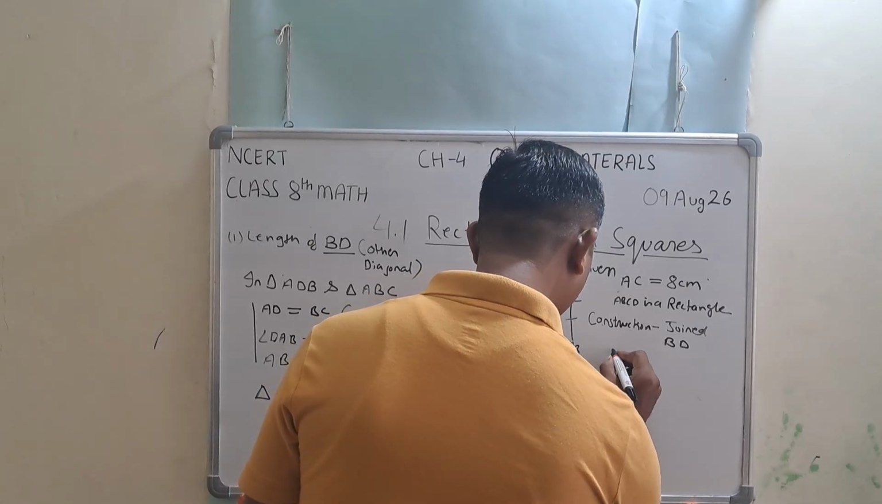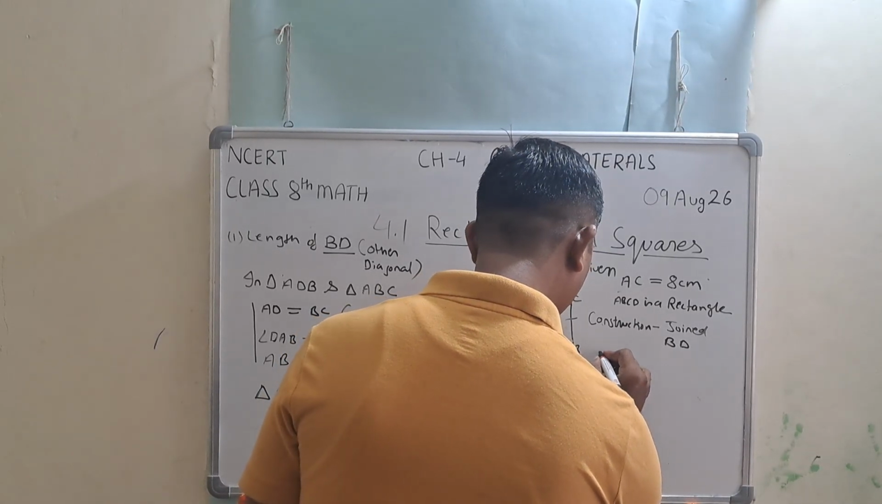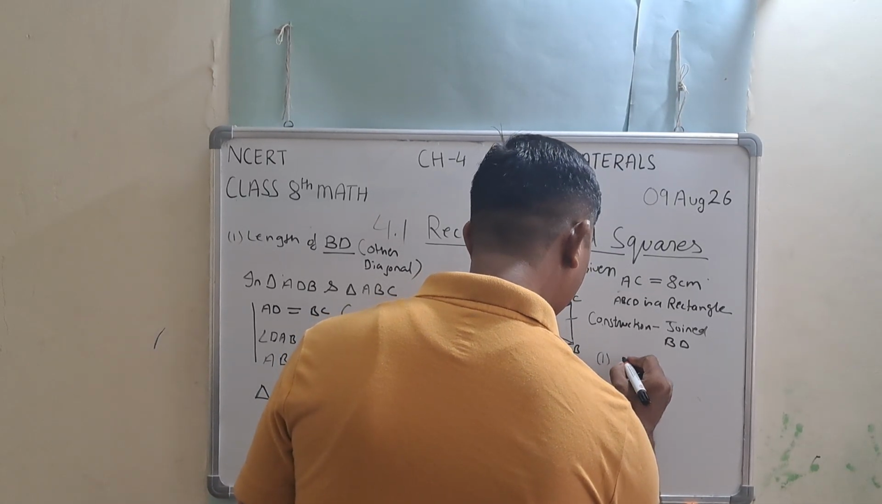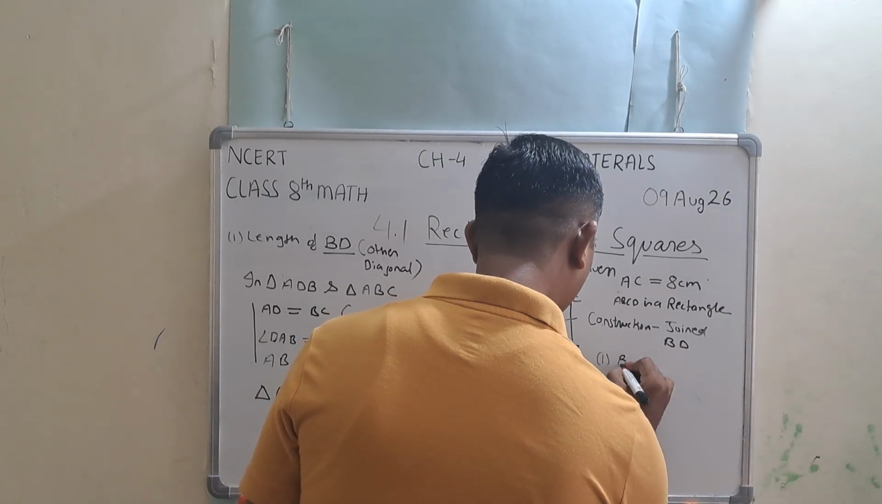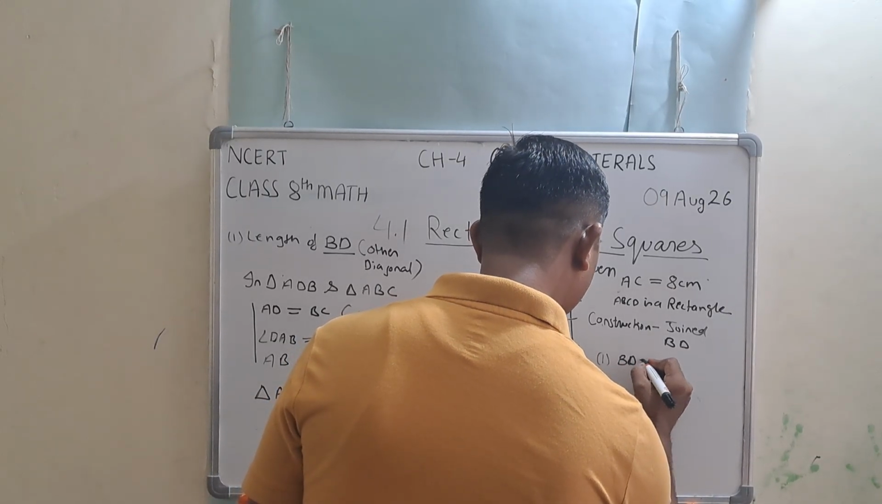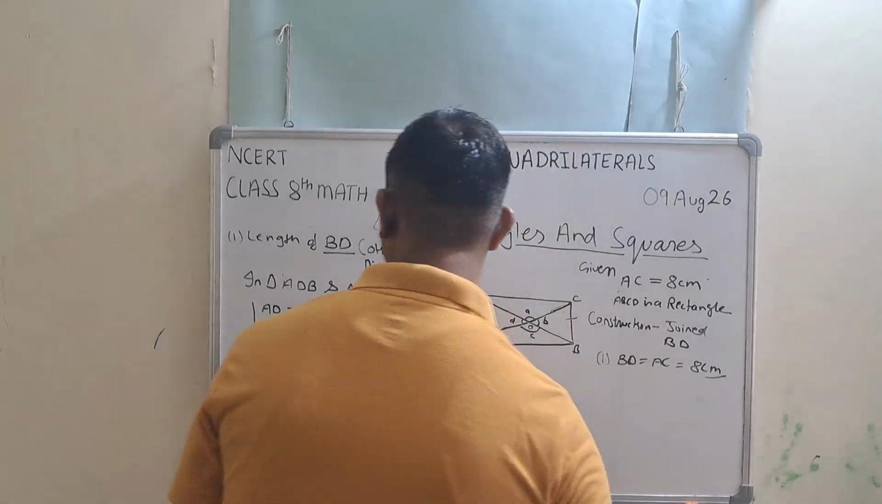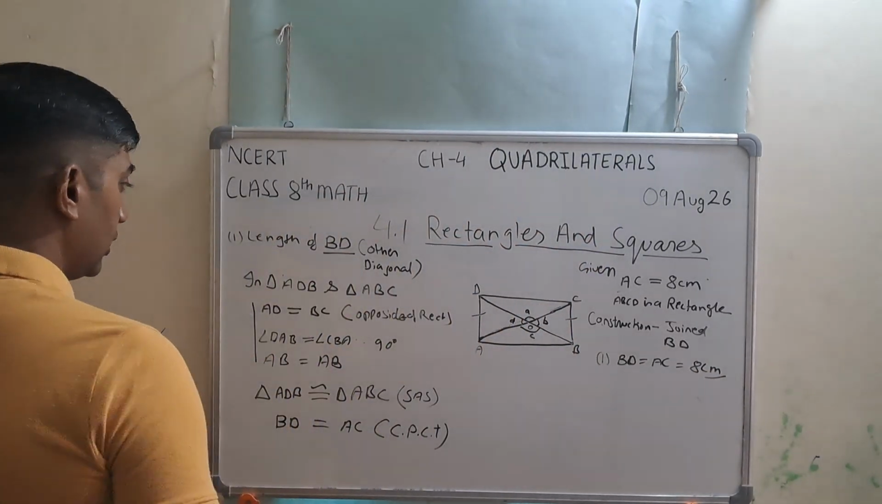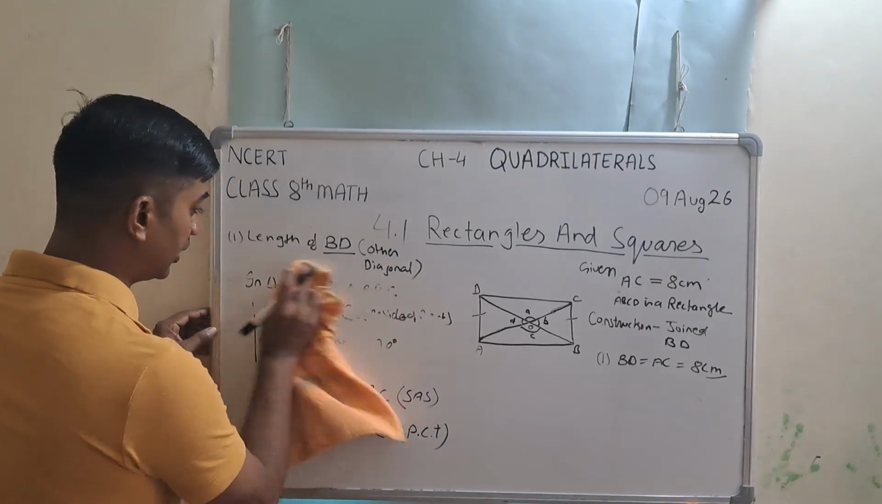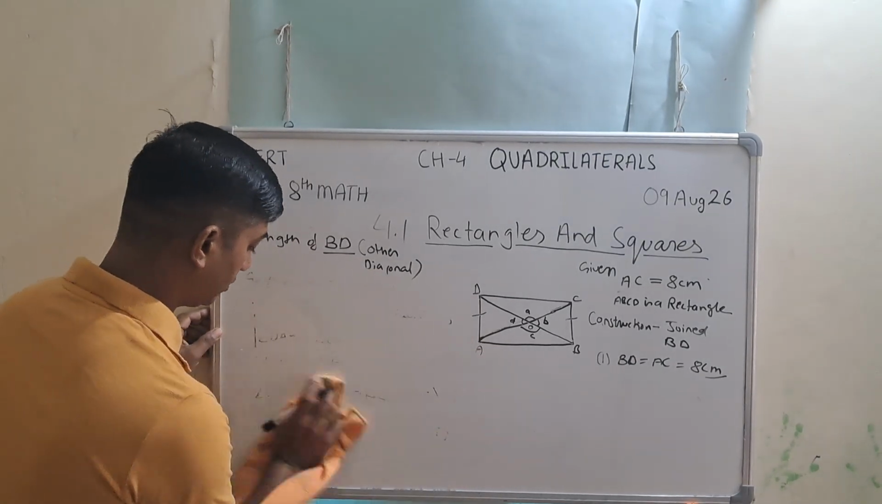Conclusion 1 we have concluded. We got the first result. What is it? BD is equal to AC is equal to 8 centimeter. Understood? Now let's check for the second one. What was the second one?